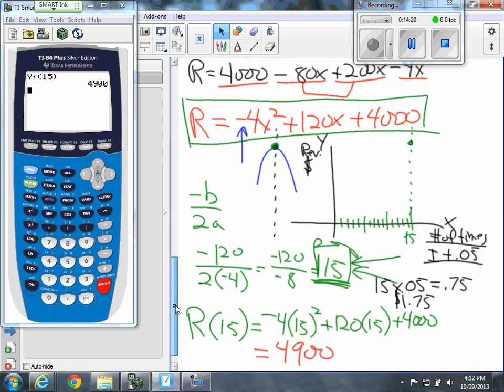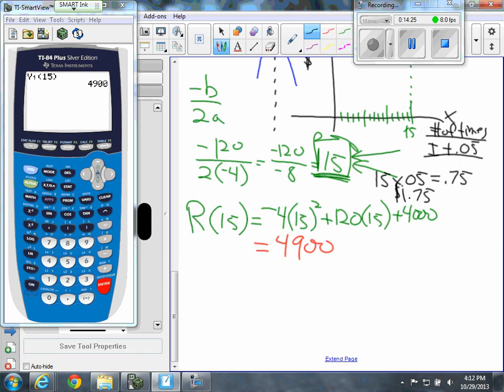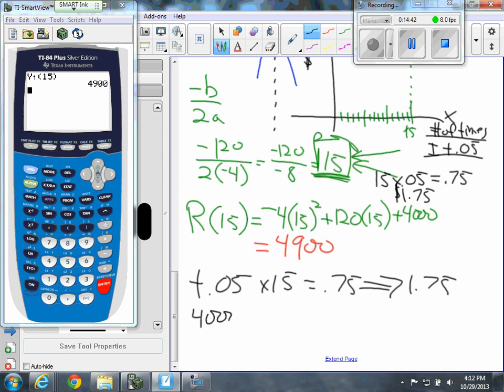So let's just evaluate our data that we have so far. We know that we have to increase the price by a nickel 15 times. That's 75 cents, leading to a price of $1.75. We know that we started with 4,000 songs, but we subtracted 80 songs 15 times, leading to the number of songs, I better calculate this before I talk. Well, I can do it over in the calculator.